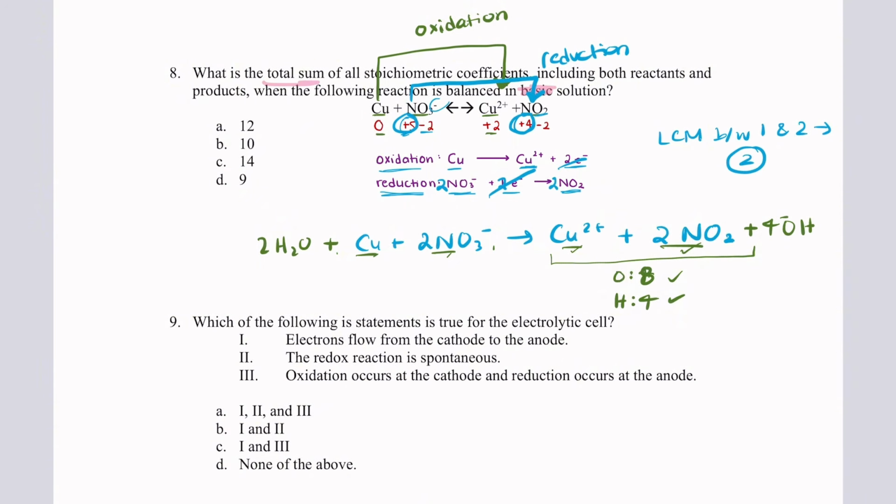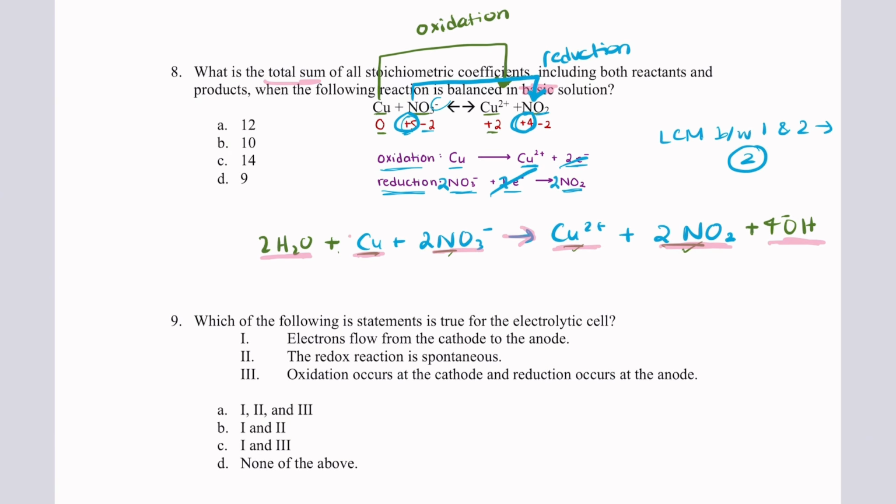So the final balanced reaction is 1 copper atom and 2 nitrate ions together with 2 water molecules react to form 1 copper 2 plus ion, 2 molecules of nitrogen dioxide, and 4 hydroxide ions. The coefficients are 1 for copper, 2 for nitrate, 2 for water, 1 for copper 2 plus, 2 for nitrogen dioxide, and 4 for hydroxide. Adding them together gives a total of 12. Therefore, the sum of these stoichiometric coefficients is 12, and the correct answer is A.